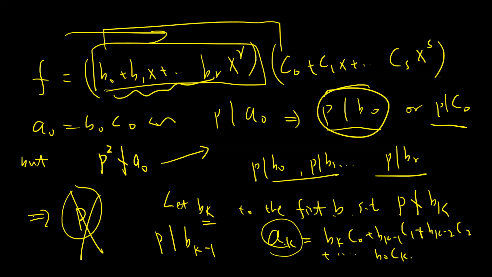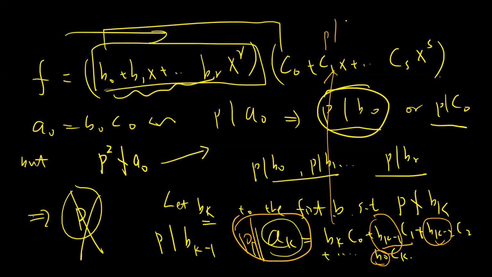From the definition, p divides ak, right? And p divides bk minus 1, and all the earlier ones are divisible by p too, so it divides all those terms. So the only thing left is that p divides bk c0. But p does not divide bk, so p must divide c0.